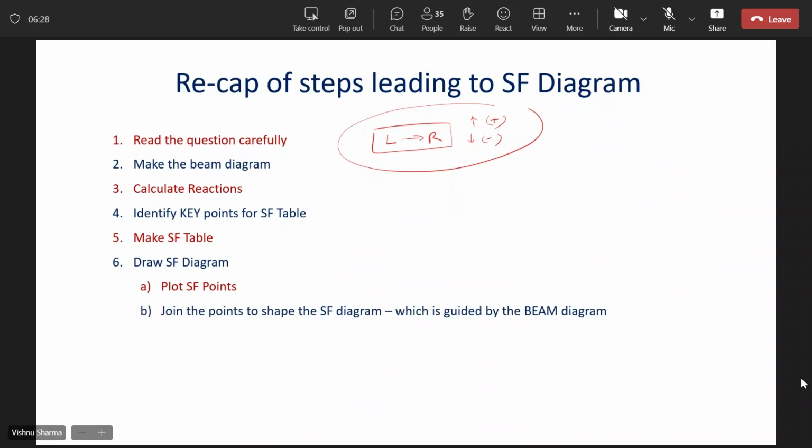And how will you decide whether it is a straight line or not a straight line? It will all be governed by the beam diagram, whether the points will be joined by a curve or a straight line. Yesterday nothing came in curve, today also nothing may come in curve as far as the SF diagram is concerned. But yes, for the BM diagram there can be a curve also. So whether it is a straight line or a curve joining the two points will be guided by the beam diagram.